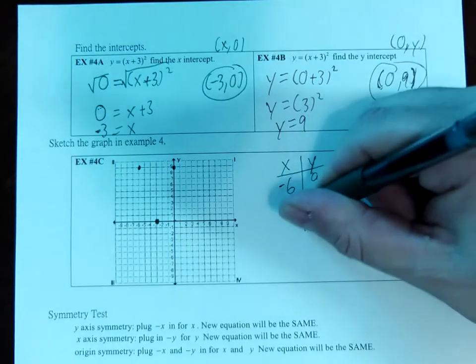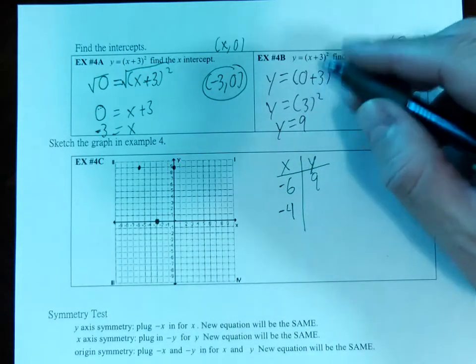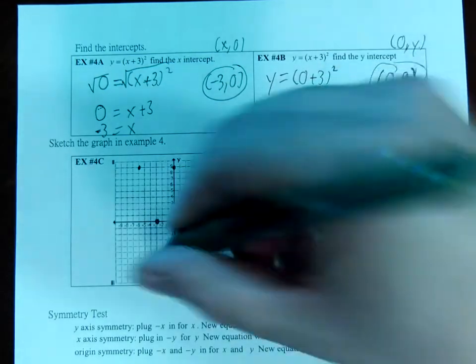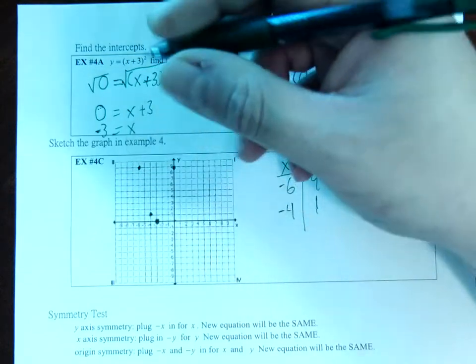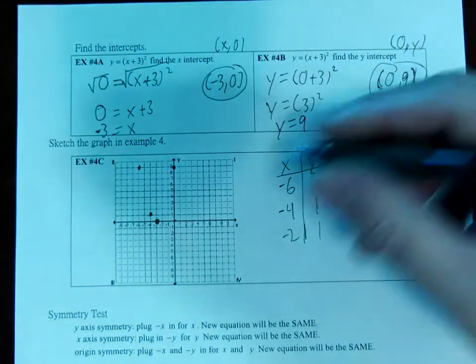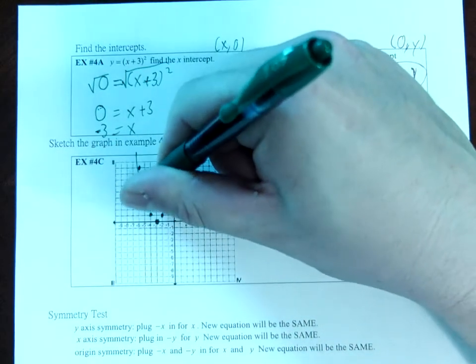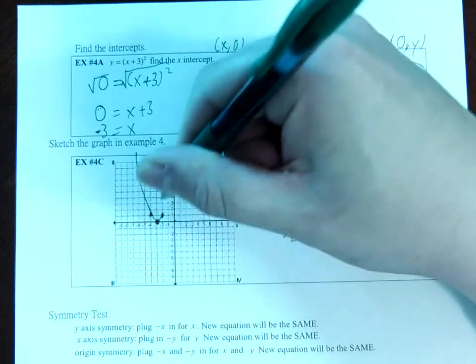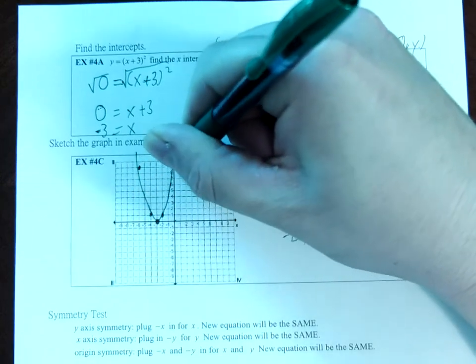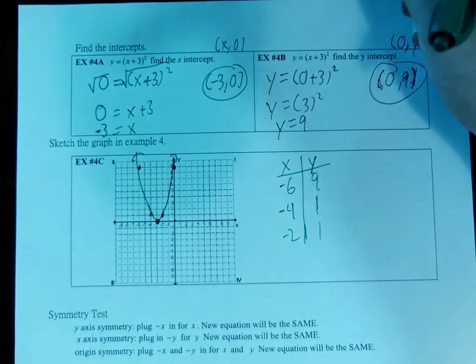I can check a few more values if I want to be for certain. So I could check negative 4, which would be right here on the x, and it would be quantity negative 1 squared, which is 1. So that's here. And then I could check negative 2, which would be positive 1 squared, which is also 1. So that tells me for sure that yes, this is a parabola or a U-shape pointing upwards, coming down and kissing the x-axis at negative 3.